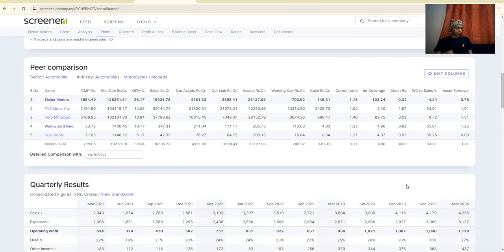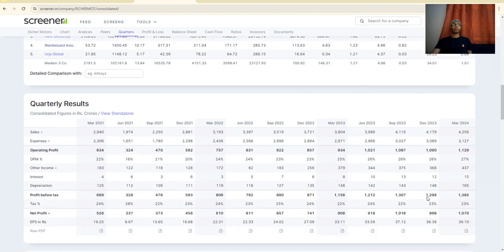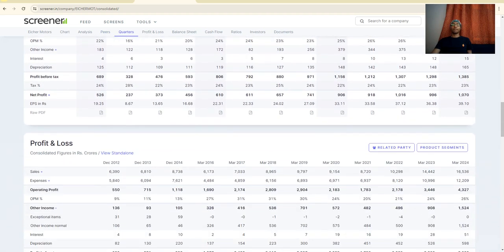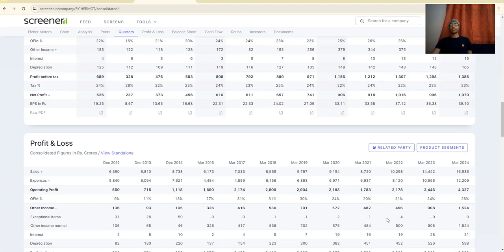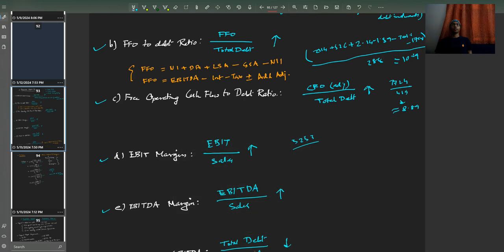Sales is 5253 divided by the revenues or the sales, 16536. This is equal to 31%, 31.76%.